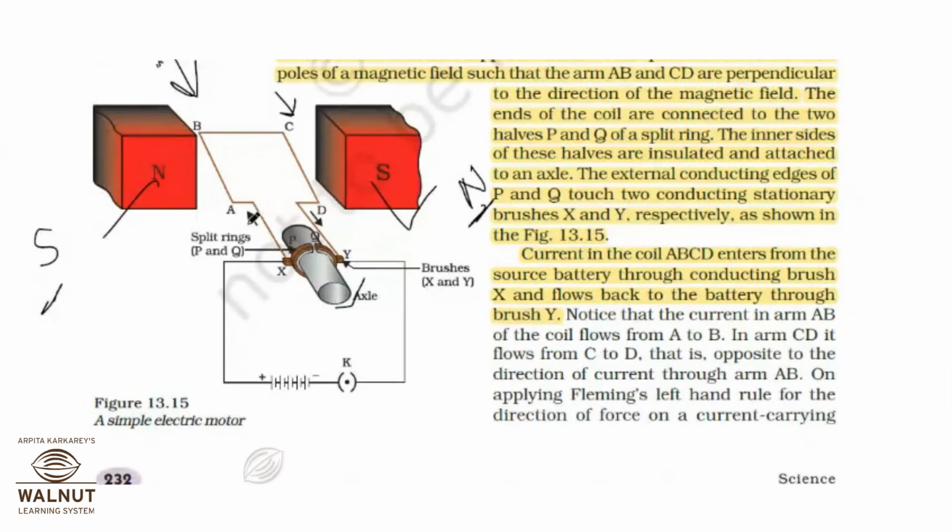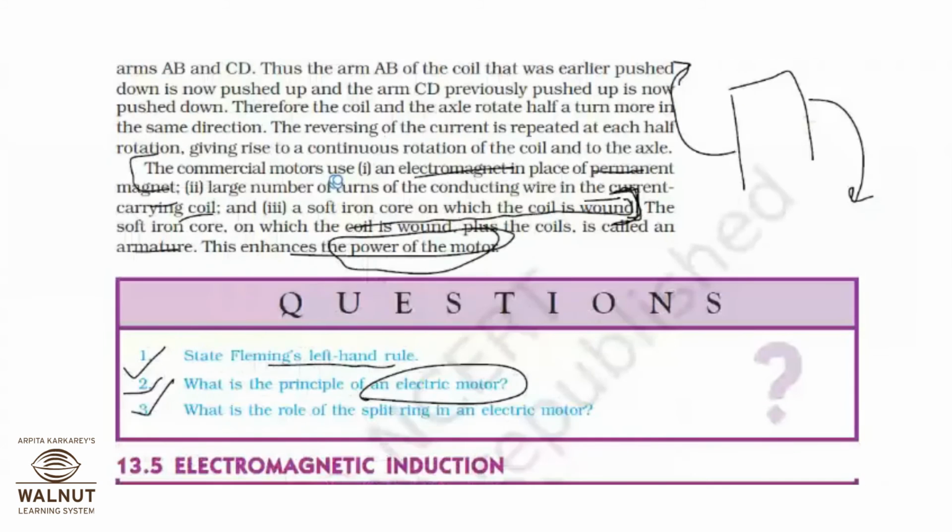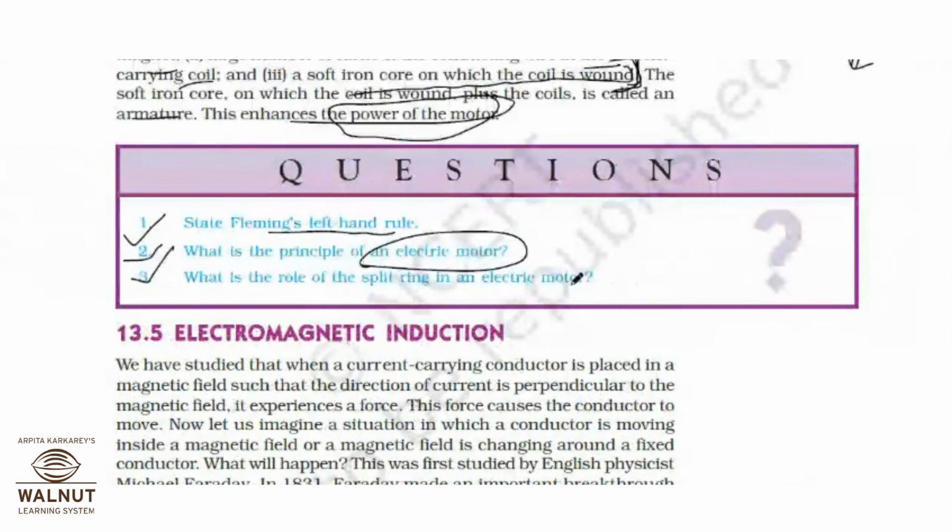That is why the first question which I asked in today's class was what we did yesterday. We did about the force that is experienced by a current carrying conductor. Okay, principle is this only. What is the role of split ring in an electric motor? We have discussed this. It reverses the current direction so that the motor keeps on rotating in one direction. If it is going clockwise, let it go clockwise. If it is going anti-clockwise, let it go anti-clockwise. So that is the role of split ring or commutators.